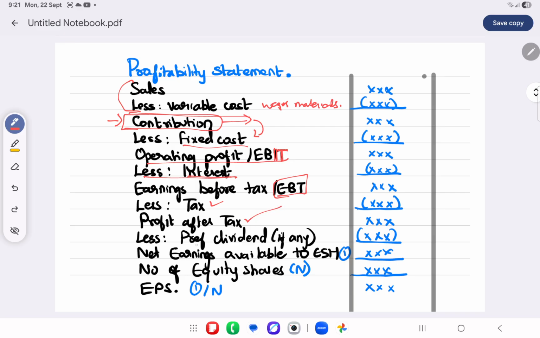After this, if there is a preference dividend, we need to pay the preference dividend, and what we get after that is net earnings available to equity shareholders. This net earnings available to equity shareholders, when divided by the number of equity shares, will give us EPS. So we need to be thorough with this profitability statement to understand the concept of leverage.